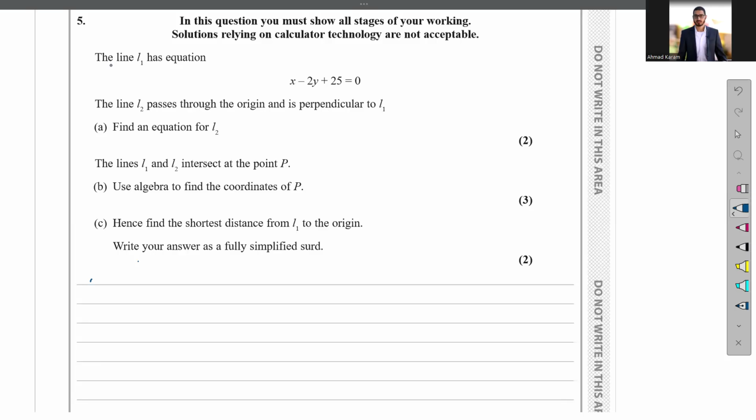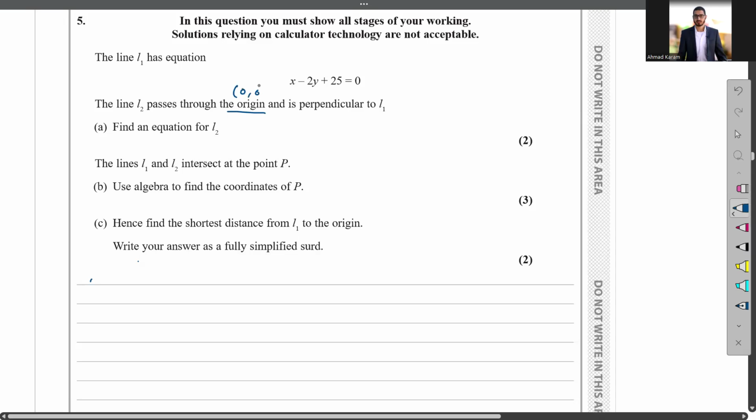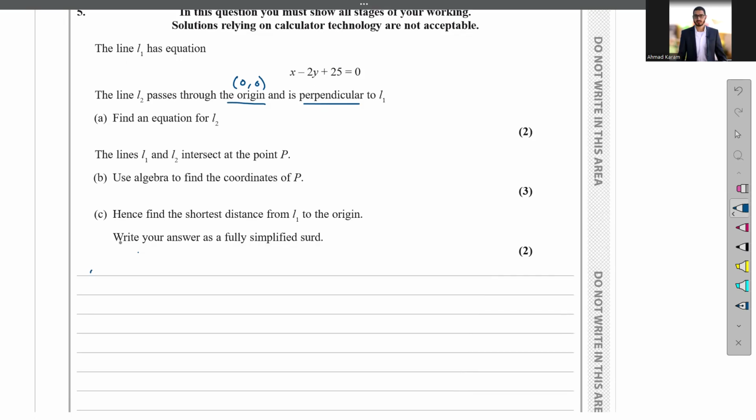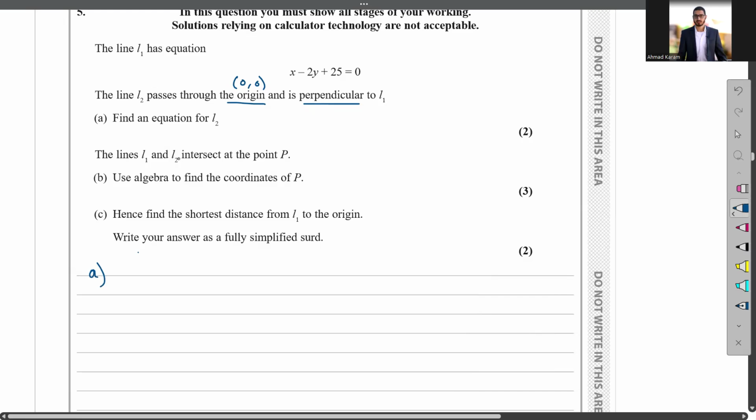Question number 5. The line L1 has equation x minus 2y plus 25 equals 0, and L2 passes through the origin. So we have a point here, 0 and 0, and it's perpendicular to L1, so negative the reciprocal of the gradient of L1. So first step to get the equation of L2 is to get the gradient of L1.